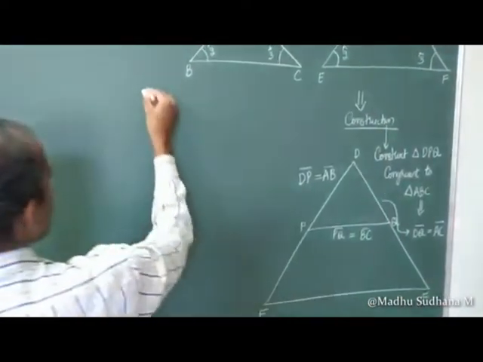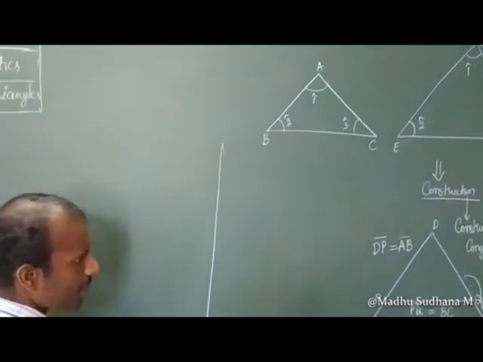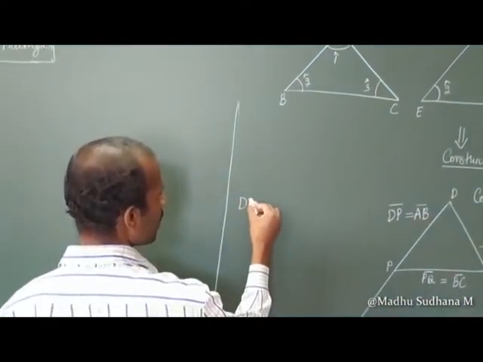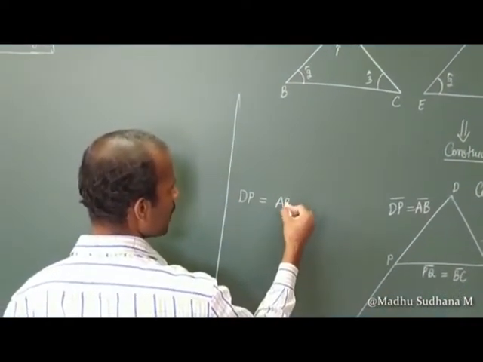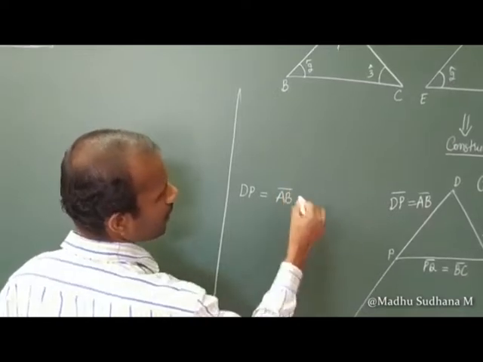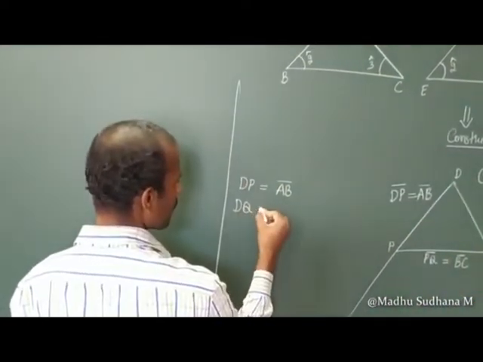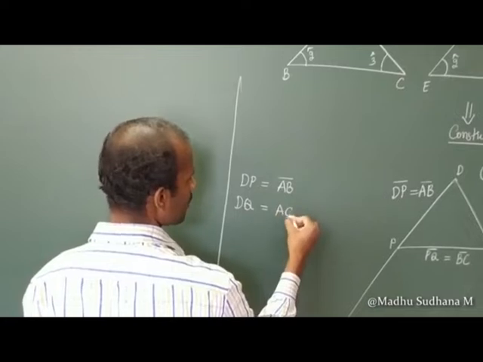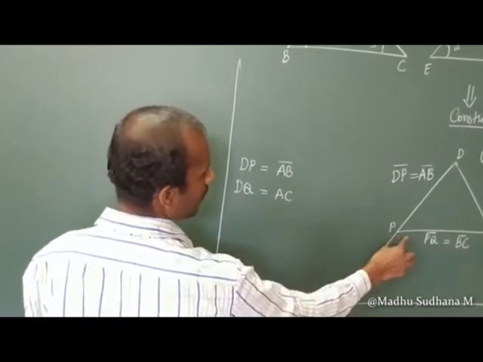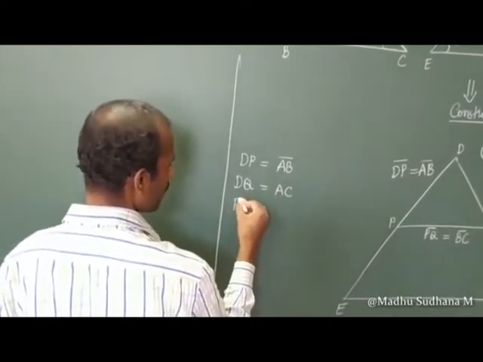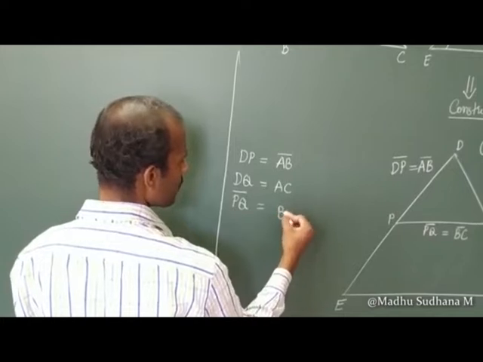So once again, let me write this construction part. Please understand. DP is equal to AB. Followed it. Then DQ is equal to length AC and PQ length is equal to BC.